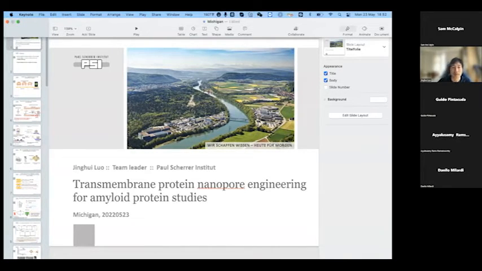So in this talk, I have two parts. In the first part, I will introduce how we try to engineer a pore-forming protein like alpha hemolysin for oligomer structure determination and also antibody screening. And in the second part, I will use the alpha hemolysin nanopore.